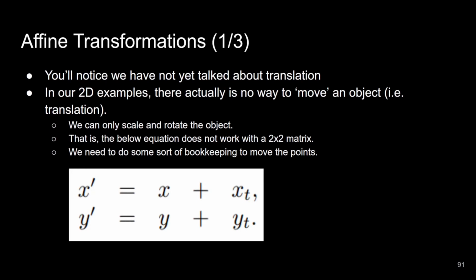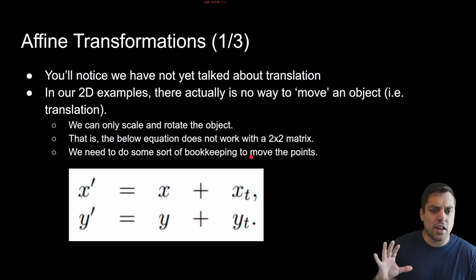All right. Now you'll notice that we haven't yet talked about translation. But in order to talk about translation, I want to talk about a category of transformations, affine transformations. There's actually no way to really move an object, to translate it, even when we're rotating things or moving vectors around here, with a 2x2 matrix, okay? Because we need to do some sort of bookkeeping to move the points here, okay?